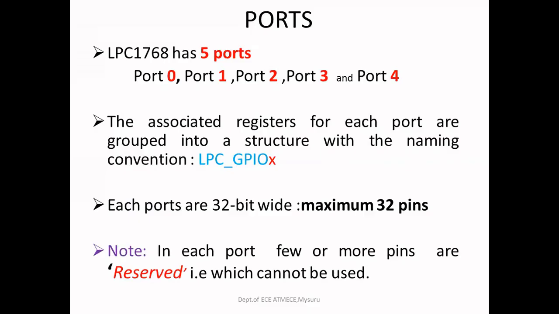The available general purpose input output pins are grouped into ports. Hence LPC1768 has 5 ports, that is port 0, 1, 2, 3 and 4. The associated registers of each port are grouped into a structure with the naming convention LPC_GPIOX, where LPC refers to low power controller, GPIO refers to general purpose input output, and X refers to the port number. That means X indicates 0, 1, 2, 3 and 4. Each port consists of 32 pins.